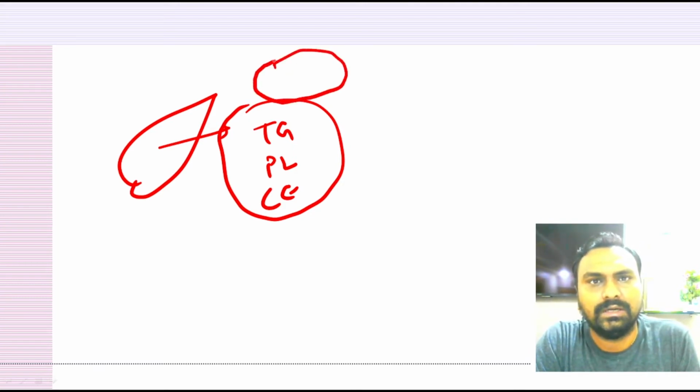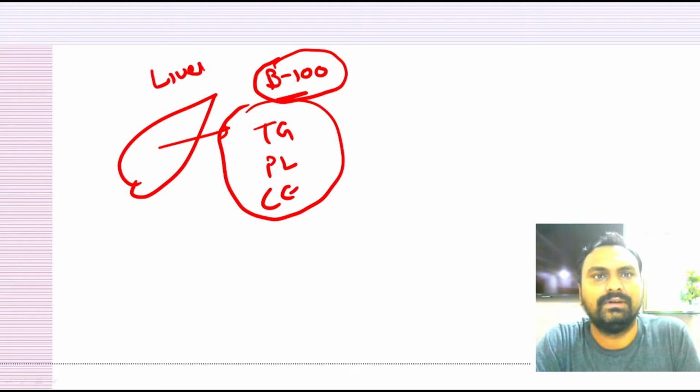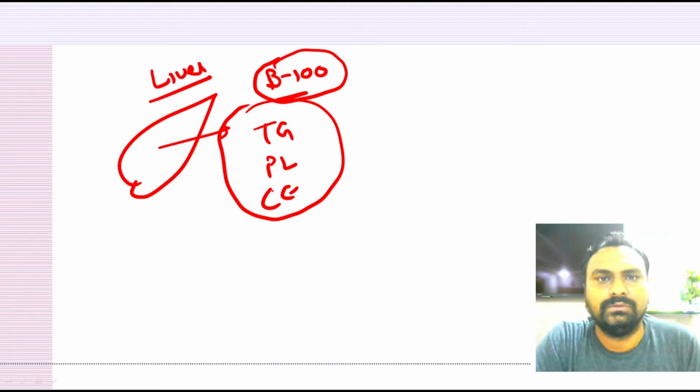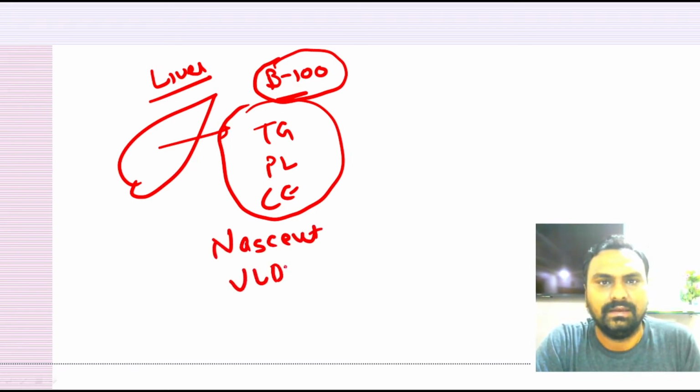For the transportation of this, it requires ApoB100, which is produced by the liver cells. So this ApoB100, triglyceride, phospholipid and cholesterol ester is called the nascent VLDL.